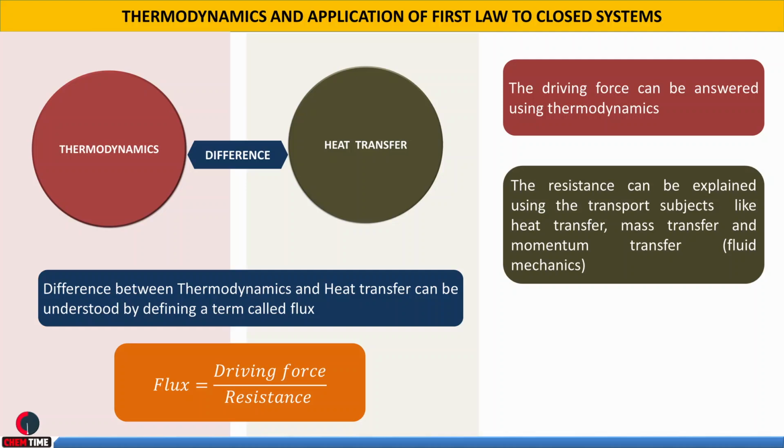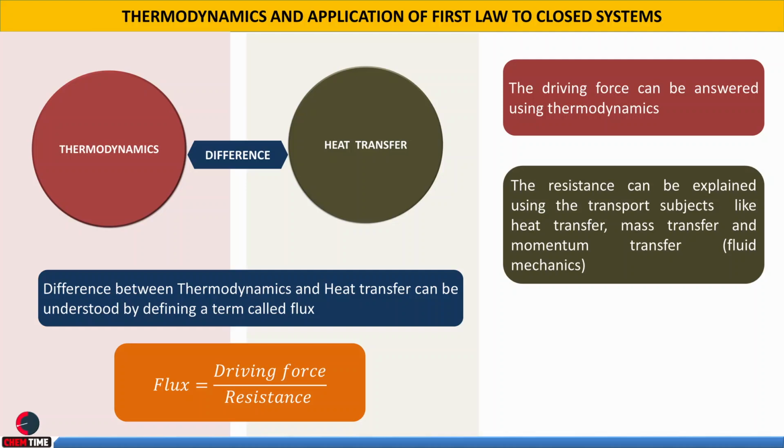What I am trying to say here is, if there are two sources, one at 100 degrees centigrade and the other at 20 degrees centigrade, and heat flows from 100 degrees centigrade to 20 degrees centigrade, thermodynamics answers that there is a possibility of heat flow from 100 to 20 degrees centigrade. But how fast the heat transfer takes place, thermodynamics will not be able to answer. That answer has to come from subjects like heat transfer, mass transfer, and momentum transfer. And that is where the resistance term comes into the picture.